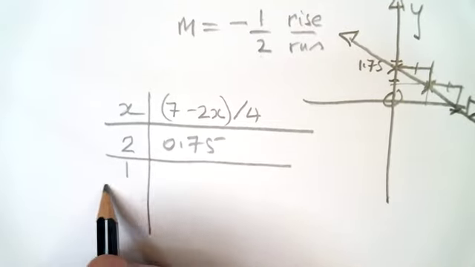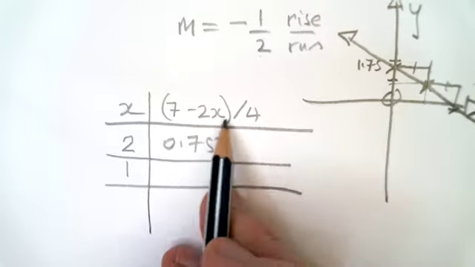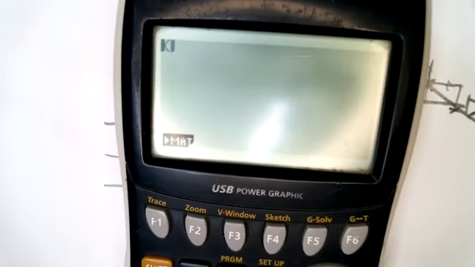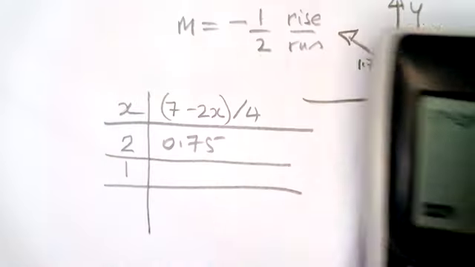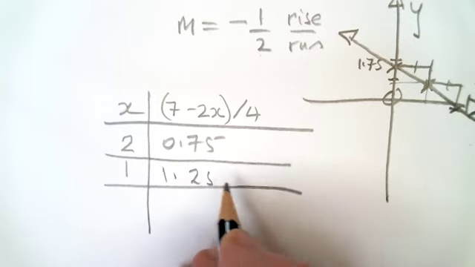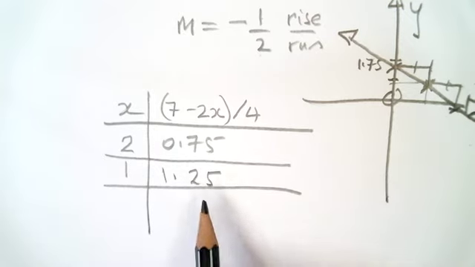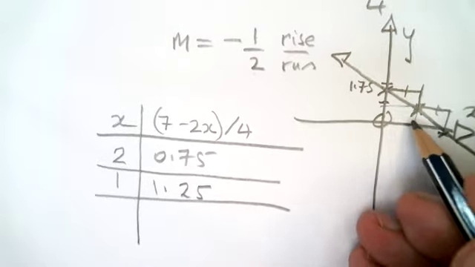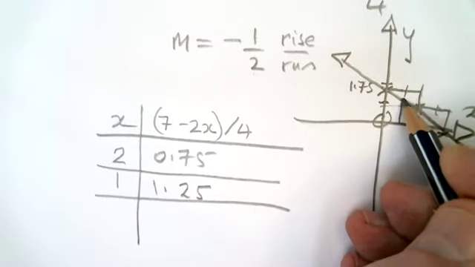Let's put 1 into this thing here. So I've got 7. Here it is. Open the brackets, 7 minus 2 times 1, close brackets, divided by 4. And I get 1.25. So if x is 1, it's going to be 1.25. Here it is, here is 1. It's going to be 1.25.